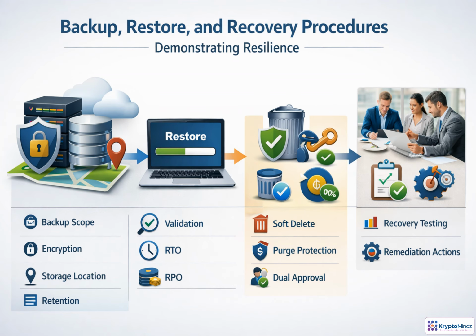Think of resilience as a repeatable loop. First, define what's backed up, how often, where it's stored, how it's encrypted, and who can access it, including retention rules. Next, run backups and protect them with deletion safeguards like soft delete, purge protection, and dual approval. Then, test restores, validate data integrity, and measure performance against your RTO and RPO. Finally, capture evidence, test results, and remediation, so auditors see a working process, not promises.